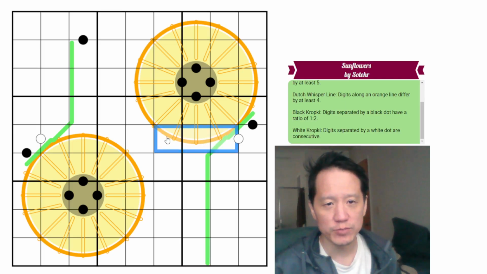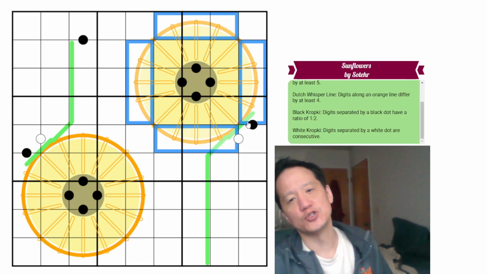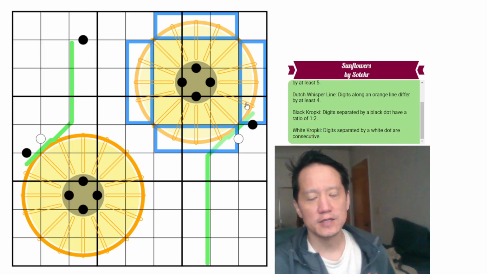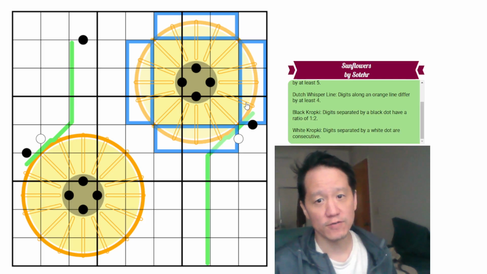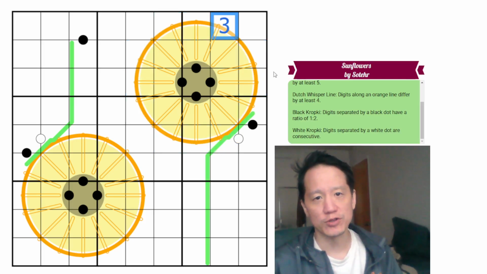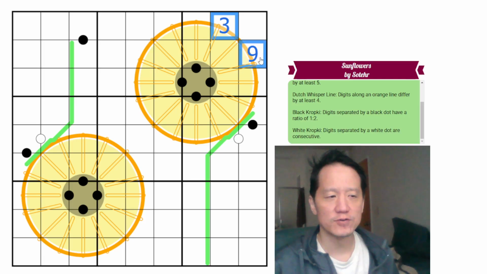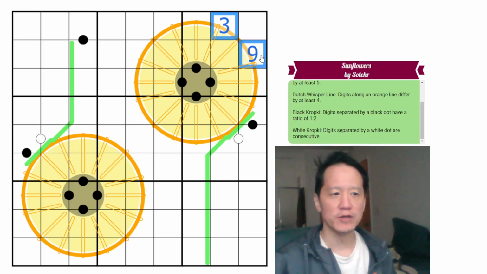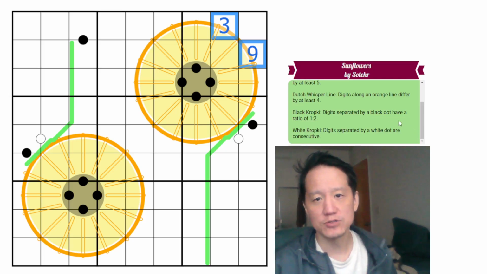Interesting. The Dutch whisper is just a circle. So digits along an orange line differ by at least 4. Similar to German whisper lines, adjacent digits must differ by a certain amount, and for Dutch whisper lines, it is 4. So for example, if this were a 3, this would have to be 7, 8, or 9 to have a difference of at least 4 between adjacent digits. And we know that 3 can only be 4 away from 7, 8, or 9. So that's how Dutch whisper lines work.